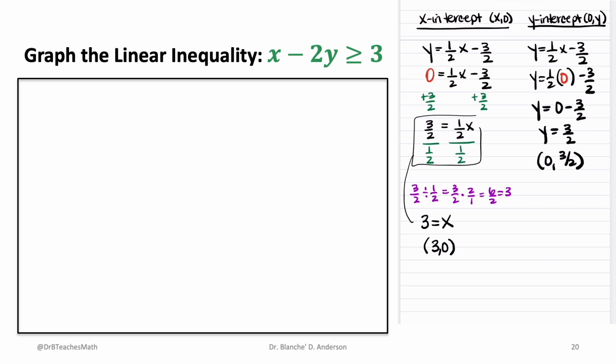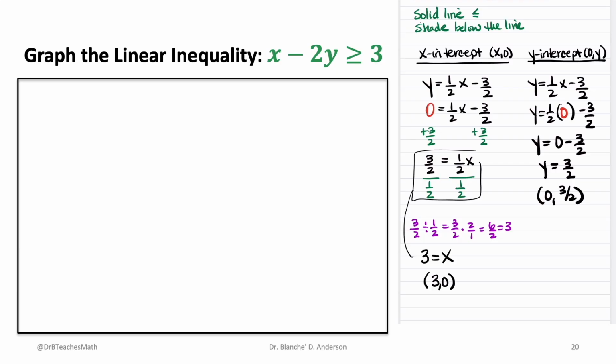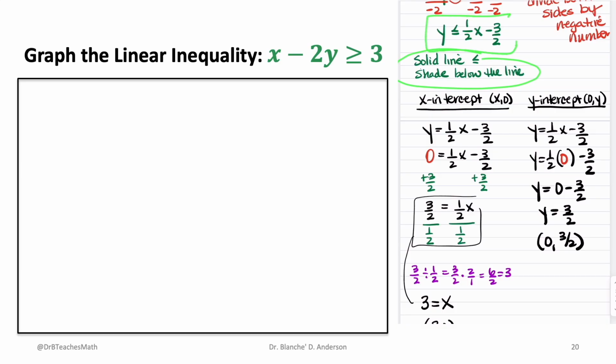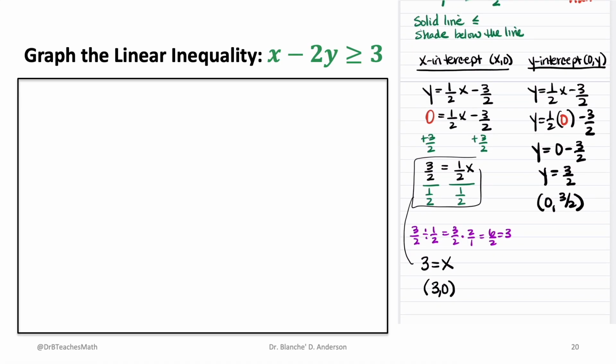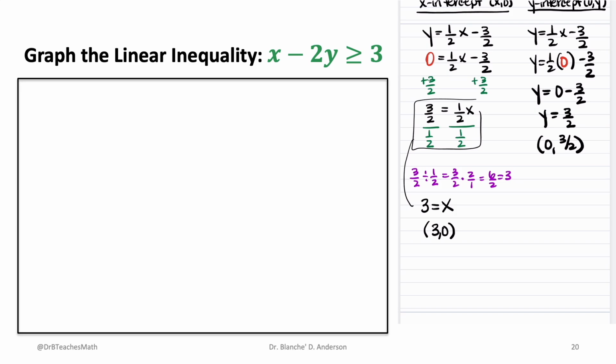Now, we already know that we're supposed to shade below the line because of it already being in slope-intercept form. And this tells us because it's less than, we're going to shade below the line. But if we don't remember that, that's okay. Let's pick a test point, and the perfect test point is 0, 0. So let's pick a test point. The test point is going to help us determine which side to shade on the equation, right?